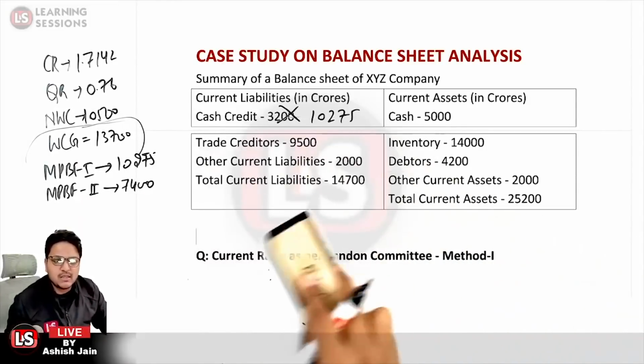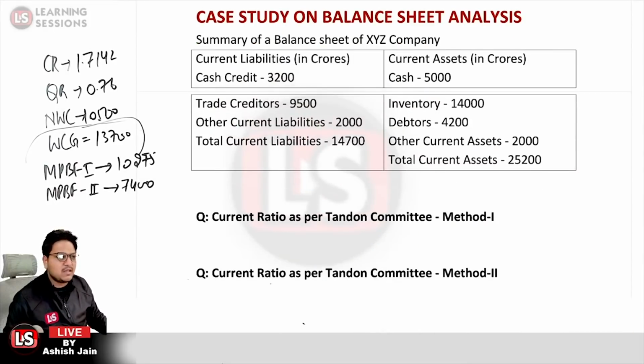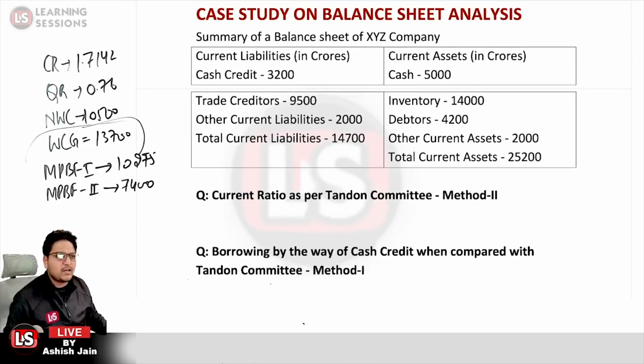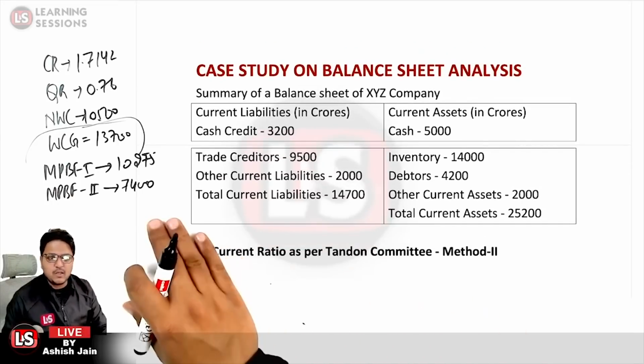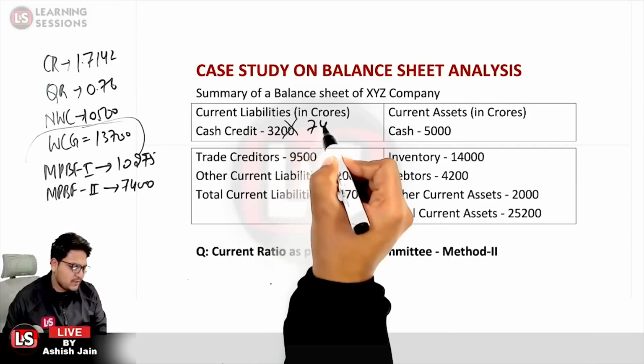Next question, it says, what will be the current ratio as per the Tandon Committee method 2? Let us have a look at it over here. So if the financing has been done as per the method 2, what will be the financed amount? It would have been 7,400 crores.